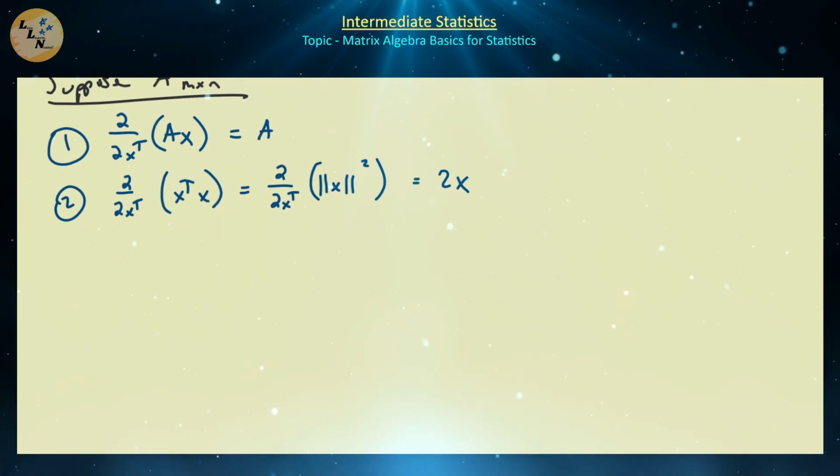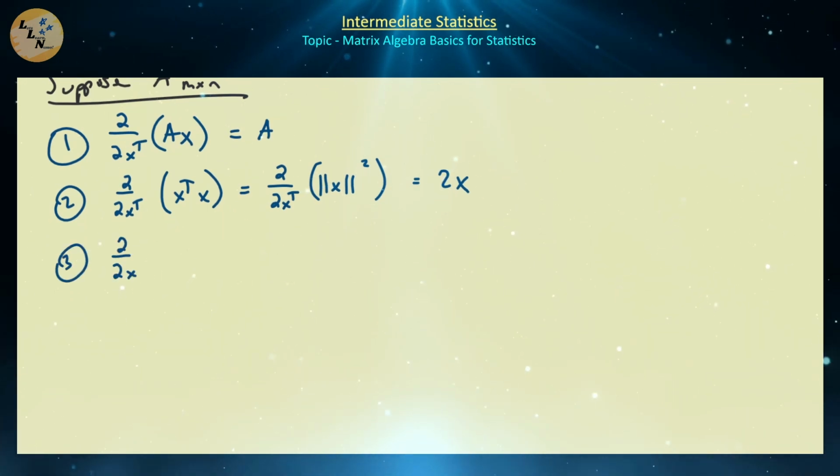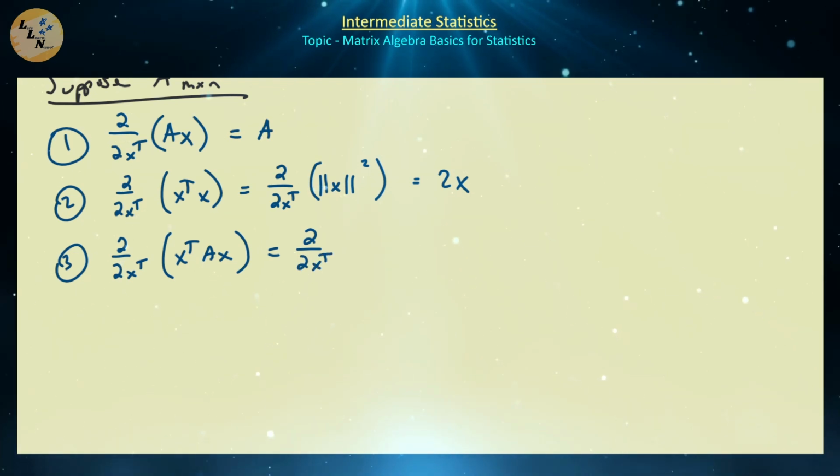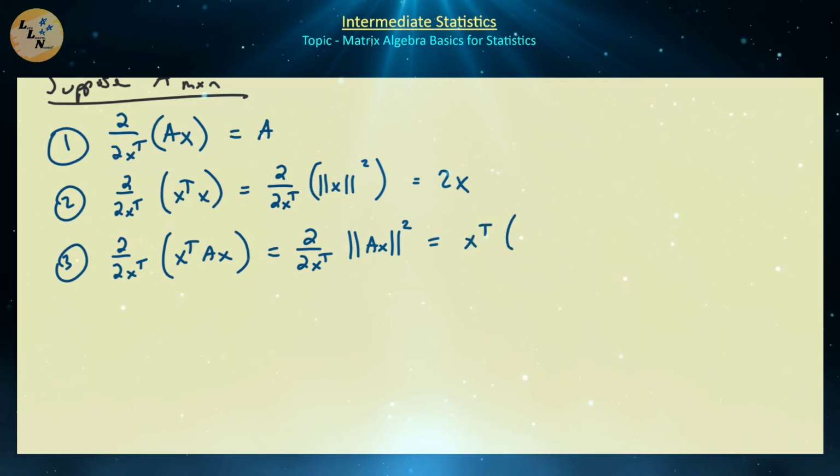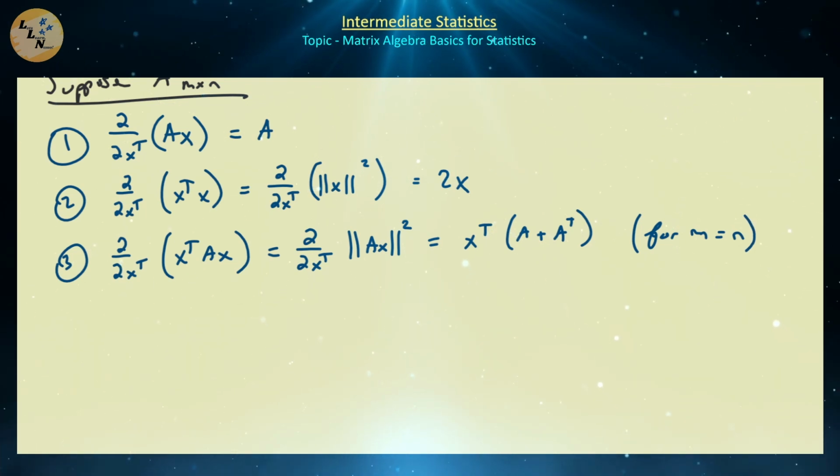And one other thing I want to mention here is the partial derivative with respect to x transpose of x transpose Ax. Right? Which is also the same thing as the partial derivative with respect to x transpose of the norm of Ax, the quantity squared. So this is actually going to be equal to, one can prove, x transpose times A plus A transpose. And this actually only makes sense if m and n are the same, i.e. for square matrices only. So those are the basics associated to matrix algebra that you may encounter, may not, of course, depending on how deep you get into it, for both multivariable and multivariate statistics.